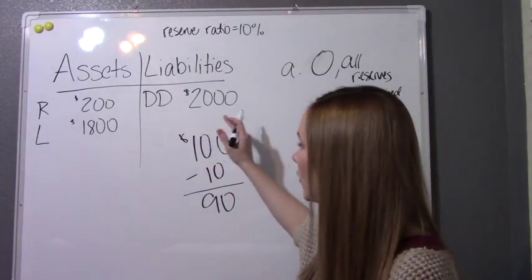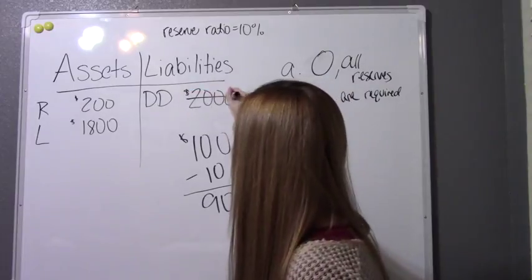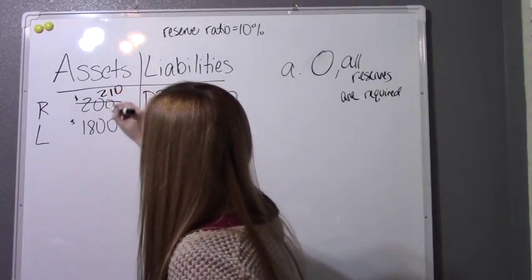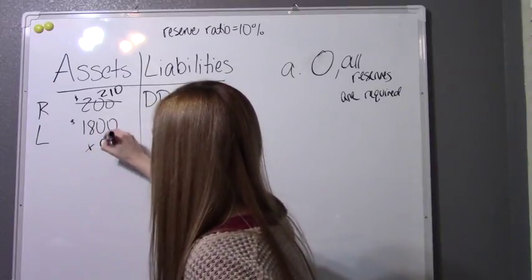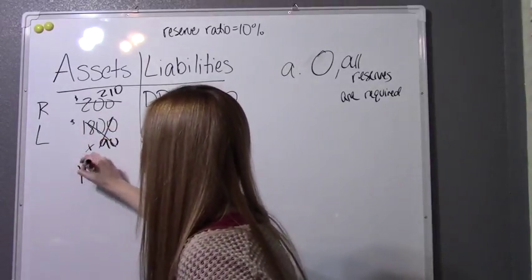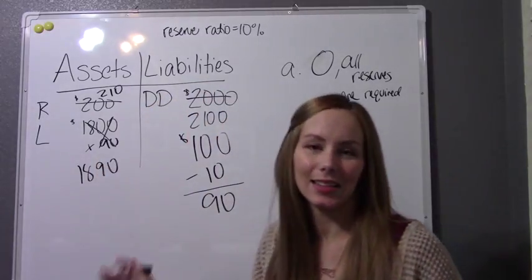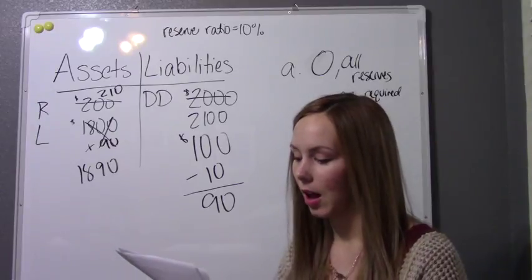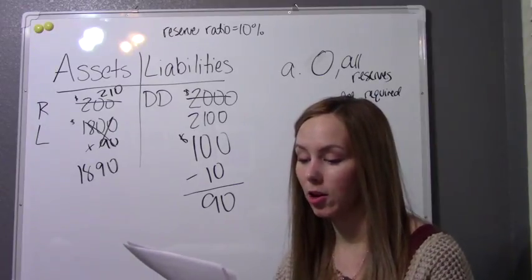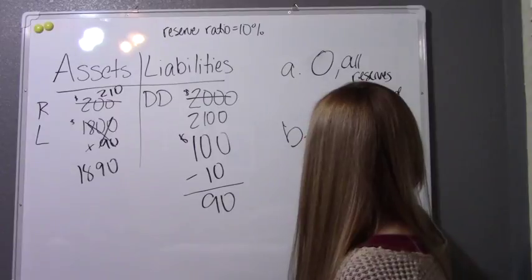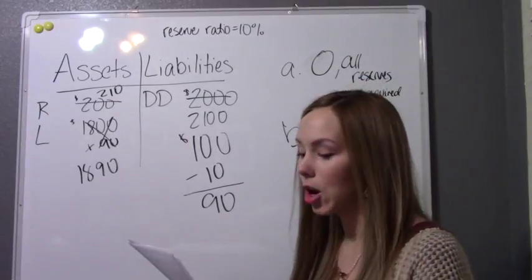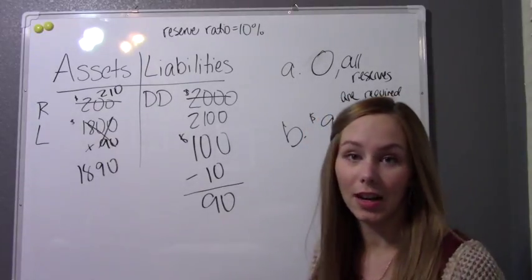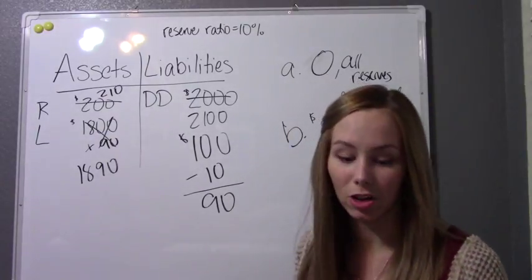So our new T account, if we were to draw a new T account, this would become $2,100. This would become $210. And then we would add on $90 to this. So this would become $1,890. But it doesn't ask us to make a new T account. I'm just showing you what it would look like if it did. So for part B, the maximum amount of new loans First Superior can make is $90. Okay, and notice it doesn't ask us to give an explanation. We just have to give the answer. The answer is $90. That's all you have to put if it doesn't ask for an explanation.